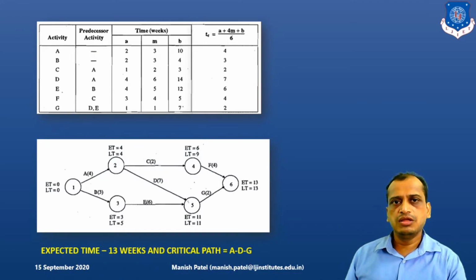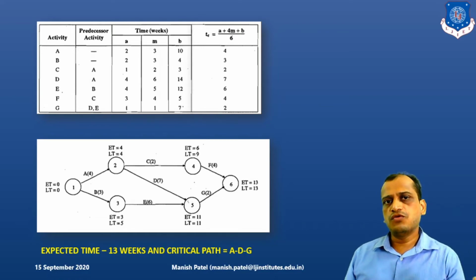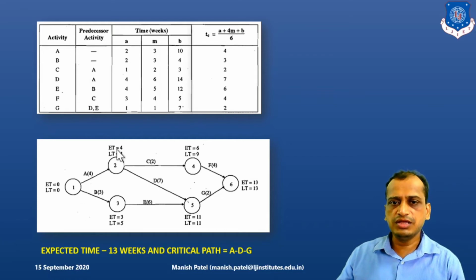Previously we have already calculated on the network diagram. Based on the network diagram, we calculated EST and LFT of each activity, each event. Then we did the forward pass and backward pass, and we calculated the critical path. In the same way, we have calculated the critical path of these activities. So what is the expected time coming up here? If you see here, the earliest time and latest time are coming out to be 13 weeks. So we have found out the expected time is 13 weeks.